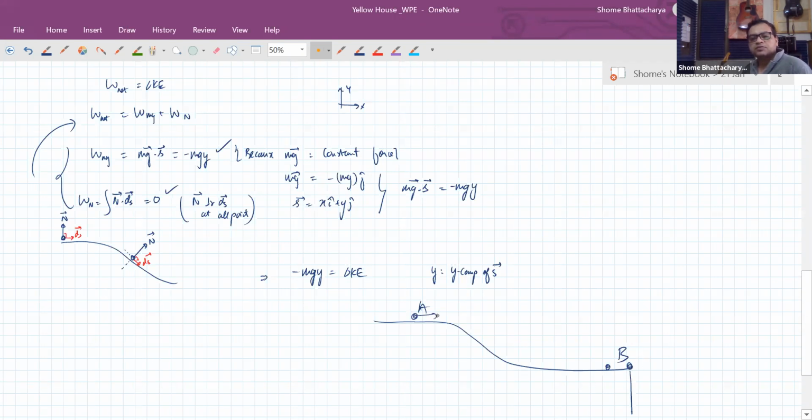So here the speed was V0. Here the speed is V1. So we can see that the displacement will have some kind of X component, which doesn't really matter. But it will have a Y component.